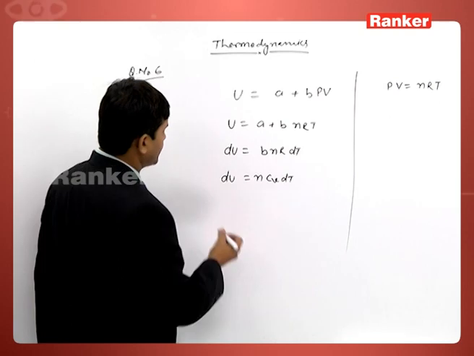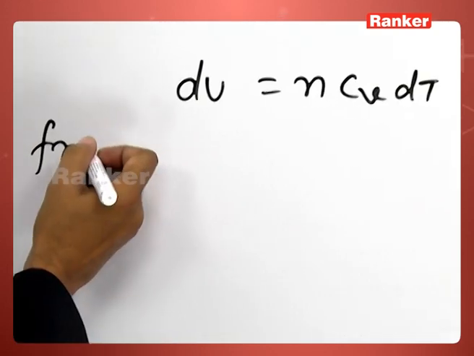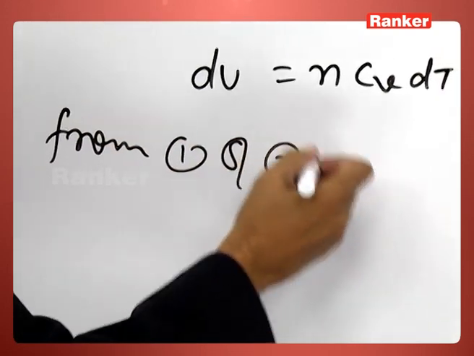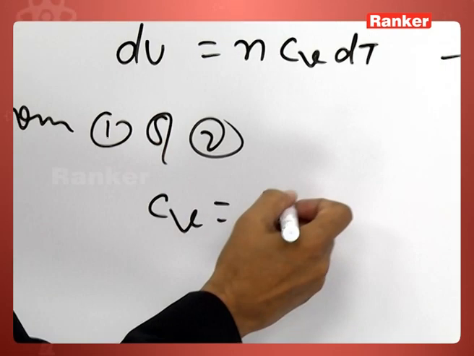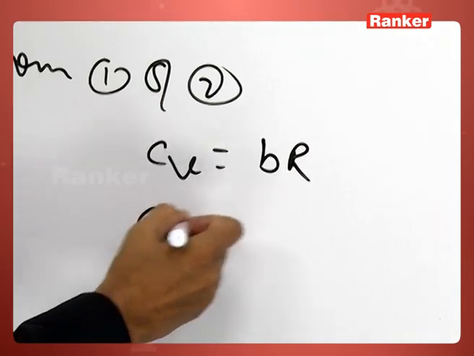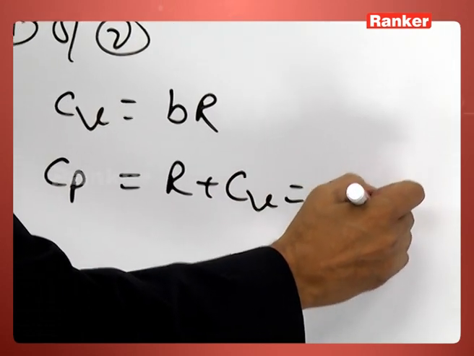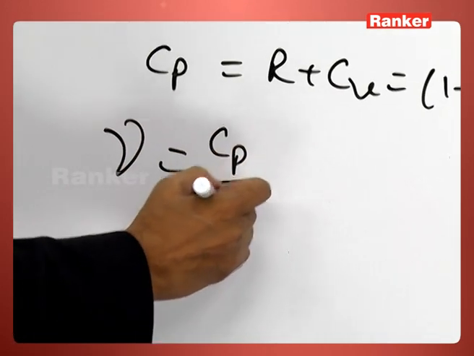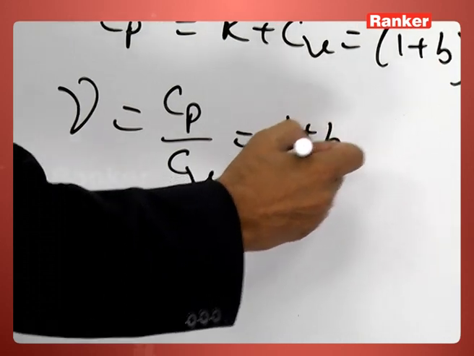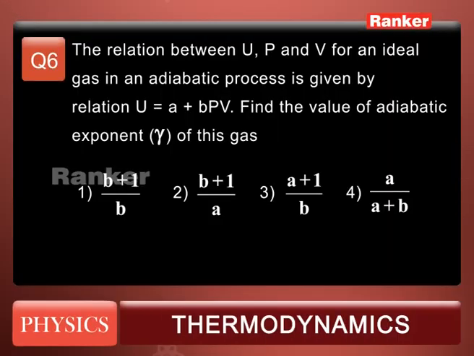So comparing first and second expressions, CV is equal to B into R. Then CP, as we know, is R plus CV, which is 1 plus B into R. So gamma is equal to CP by CV, which is 1 plus B by B. So this is the adiabatic exponent. Our correct option is option number 1, B plus 1 by B.